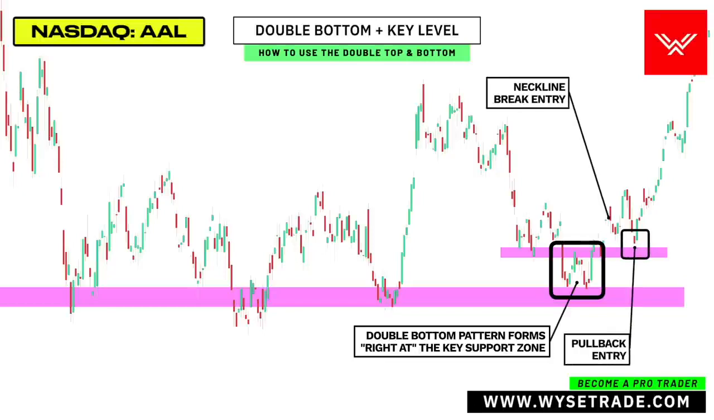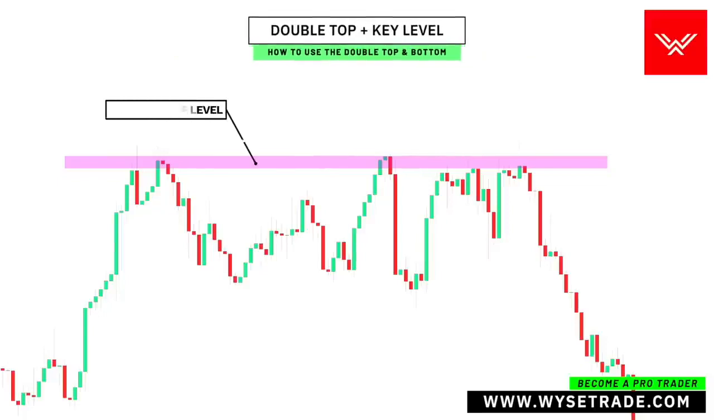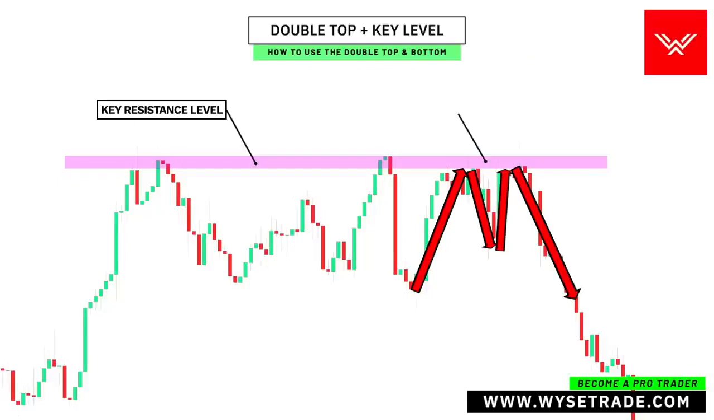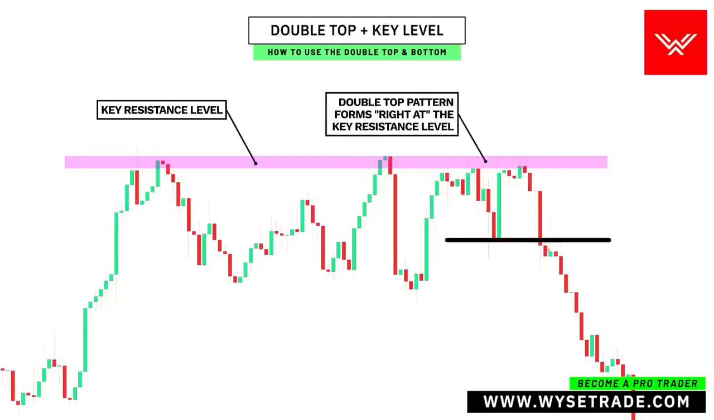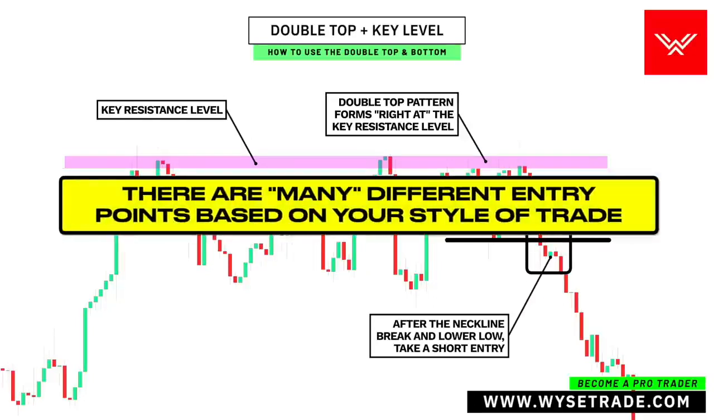So going in the opposite direction. You first identify your key resistance level through these reversal points. As price comes back up, it creates a double top pattern right at the resistance level. Neckline placed like this, and once price breaks through the neckline and makes a lower low, you would take a short entry. To point this out again, there were multiple entry points based on your style of trade.